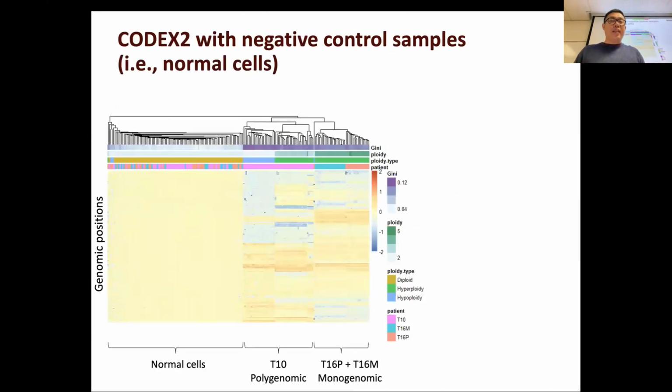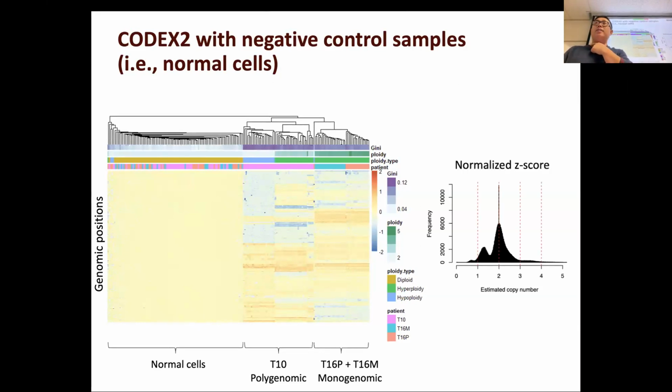Okay, and then once you identify the normal cells, what I asked my student to do first is just to apply CODEX2, okay? Use these normal cells as your controls. And then it does tell us these different subpopulations of the cancer samples. And then it seems that T10 is indeed a polygenomic tumor with three different distinct populations of cancer. And then T16 is more homogeneously distributed across all the cells. I mean, all the cancer cells.